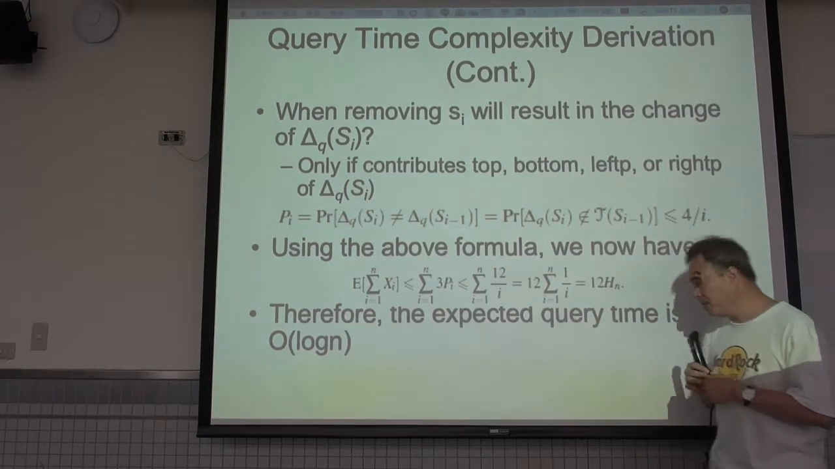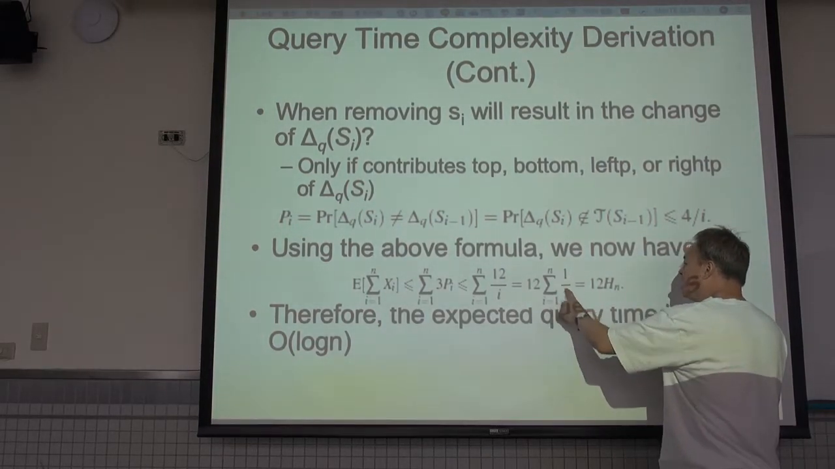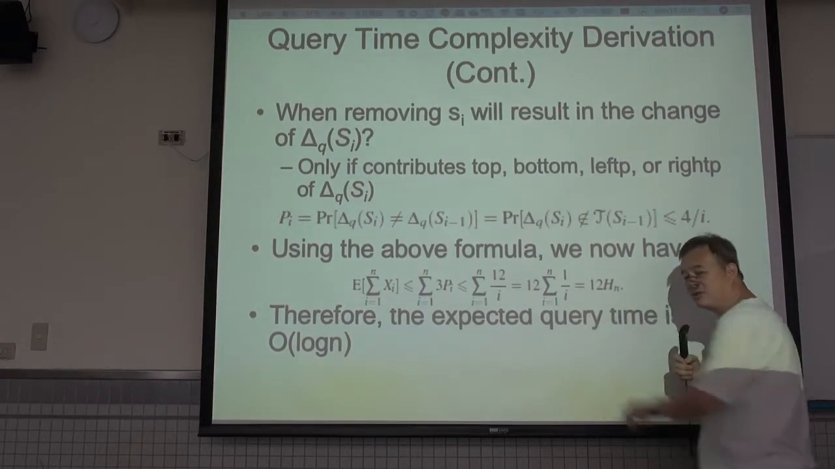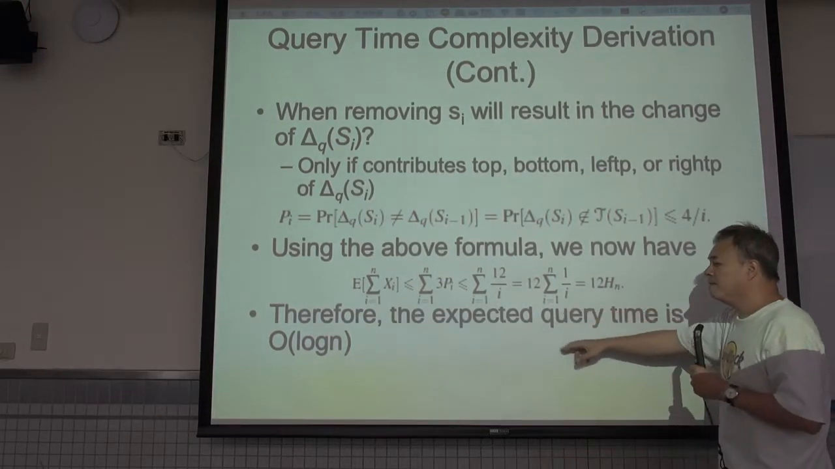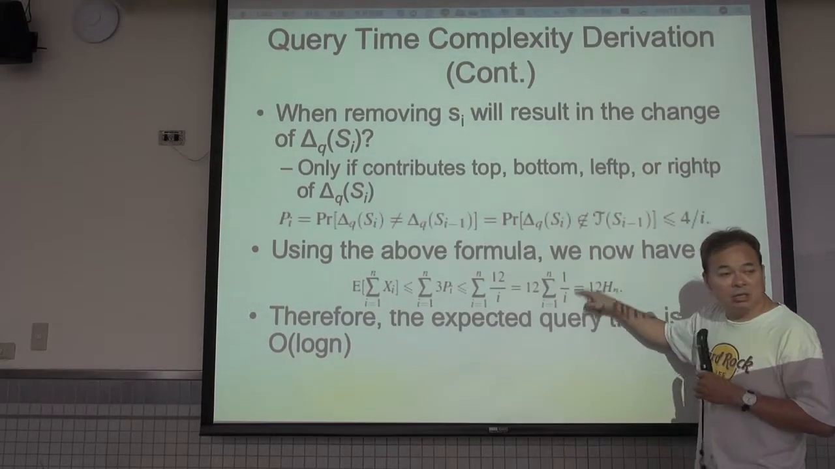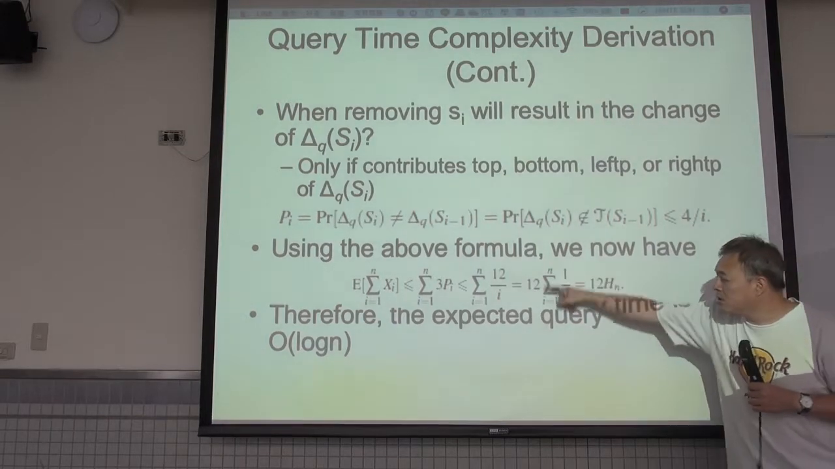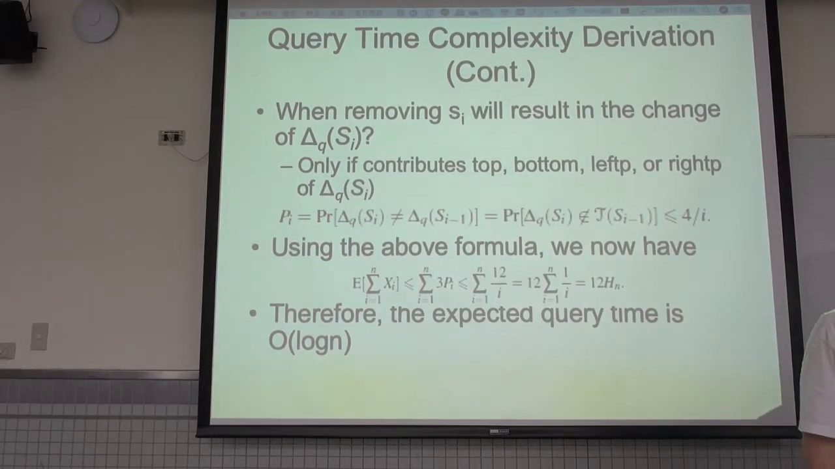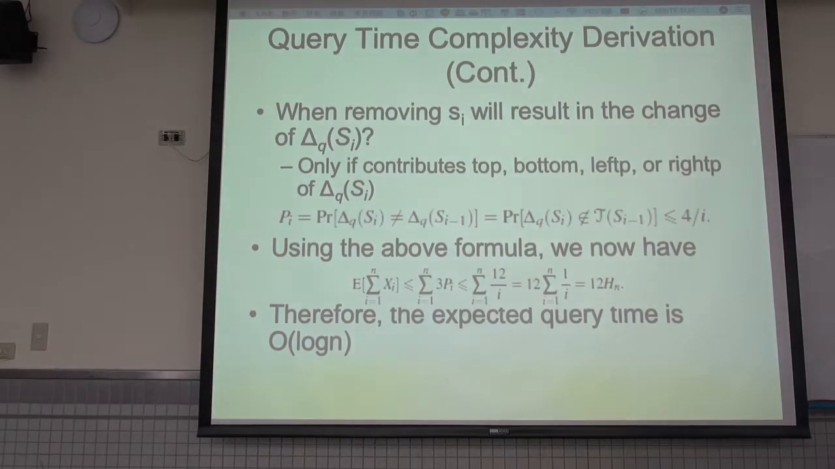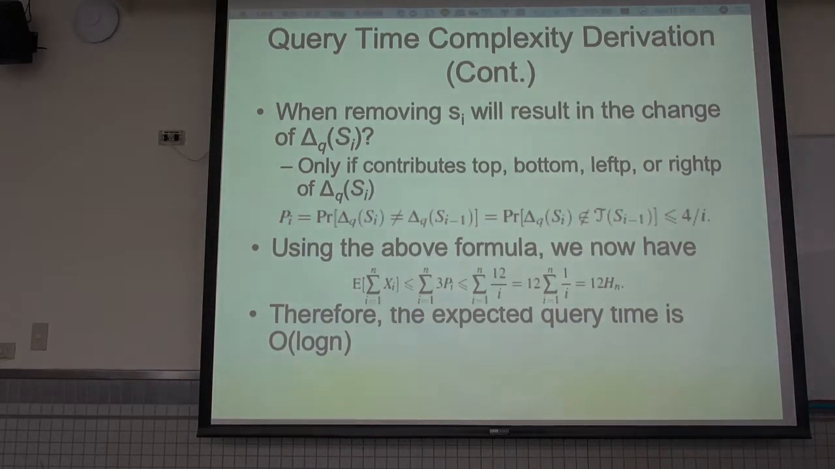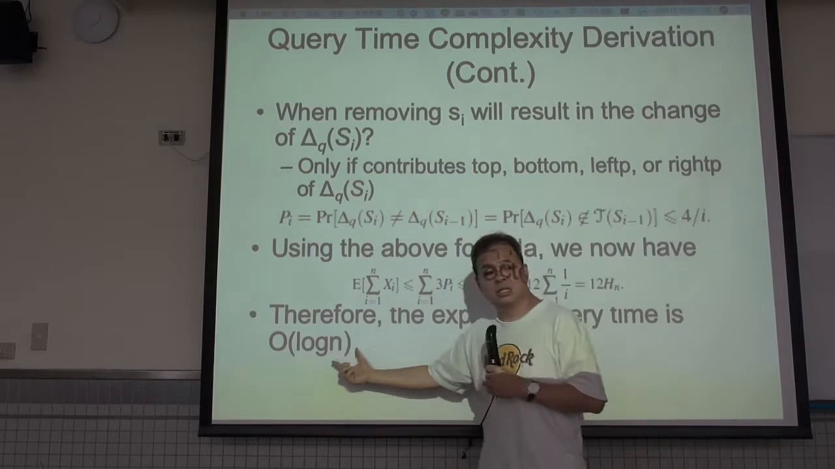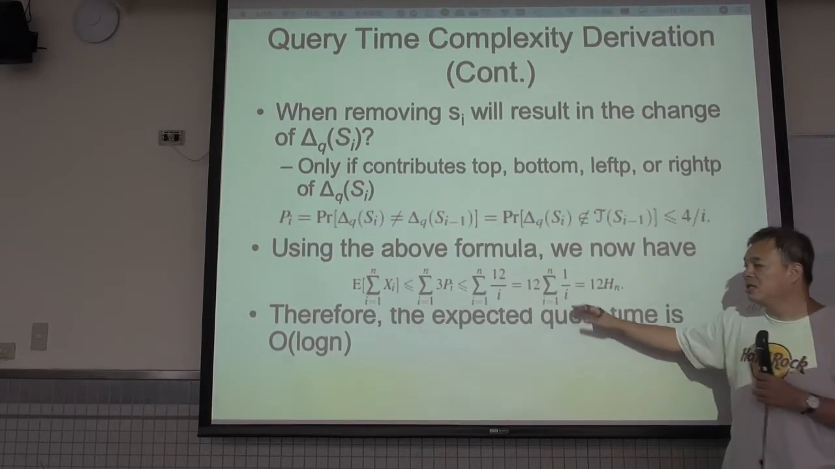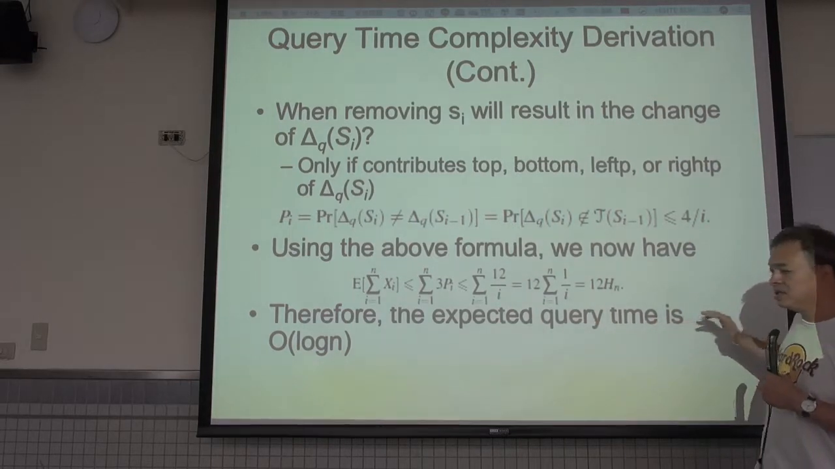Put the 12 in the front, and it's the sum over i from 1 to n of 1 over i. This is a harmonic series, and a harmonic series is bounded by log n. If you don't know about this, you need to check first year calculus; your calculus textbook will teach you how to convert this to log n. This 12 is a constant, so don't worry about that. So you can see that the expected query time is big O of log n.